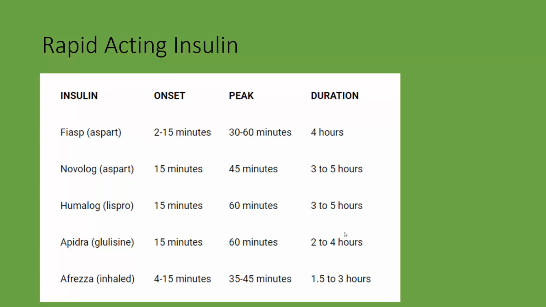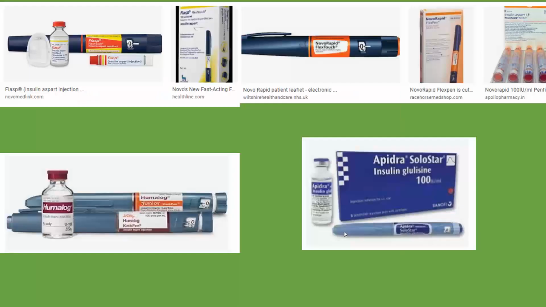So just before or after meals, you don't inject 15 minutes before meals. I'll show you a photo of it. This one, the one I'm showing here, I'm moving the cursor here. This is called Fiasp. So it's a blue pen with a yellow label.